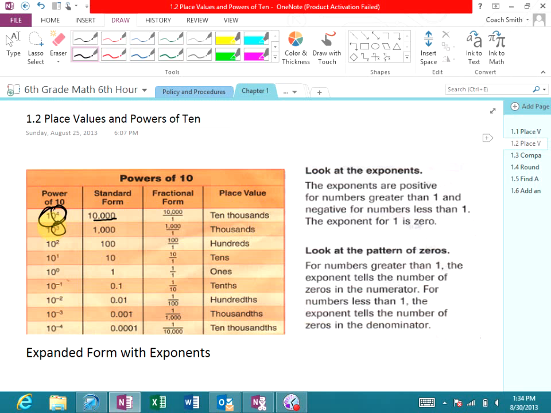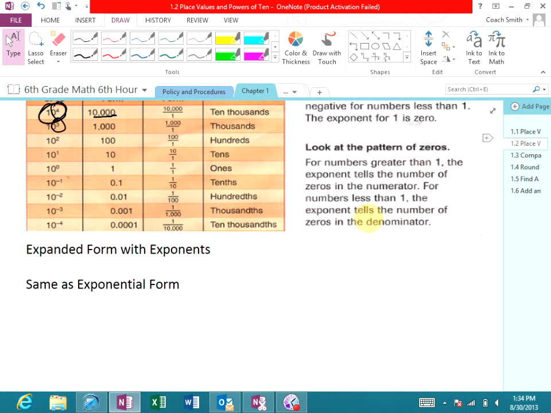So, when I have a number such as 10 to the 9th power, that's going to be a 1 with nine zeros after it. Okay? That's what 10 to the 9th power is. 1 what? 1 billion. Okay?